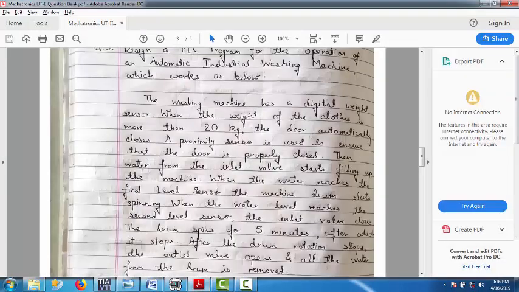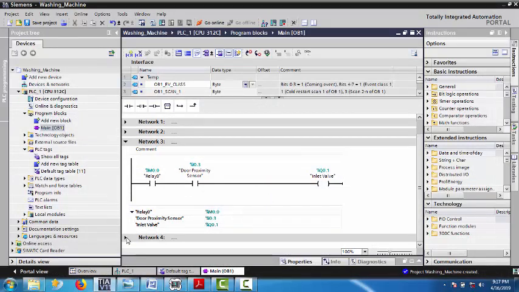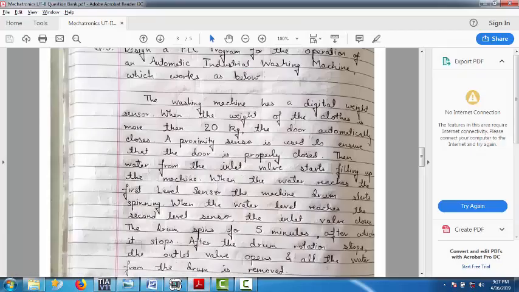When water from the inlet valve starts filling up the machine, and the water reaches the first level sensor, the machine drum starts spinning. So when the water reaches the first level sensor, nothing happens to the inlet valve. The inlet valve remains open. But what happens? The drum starts rotating. So we'll leave the inlet valve like it is, but we will start programming for the drum.